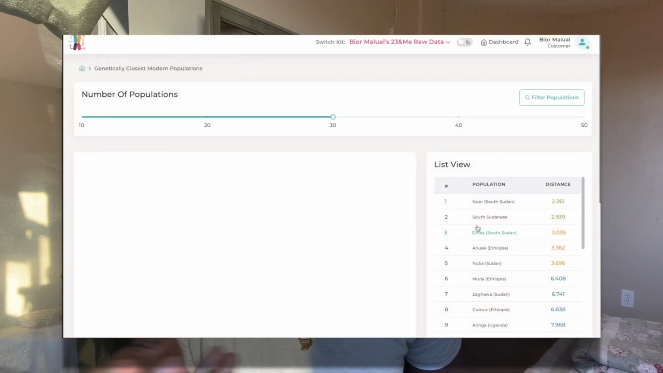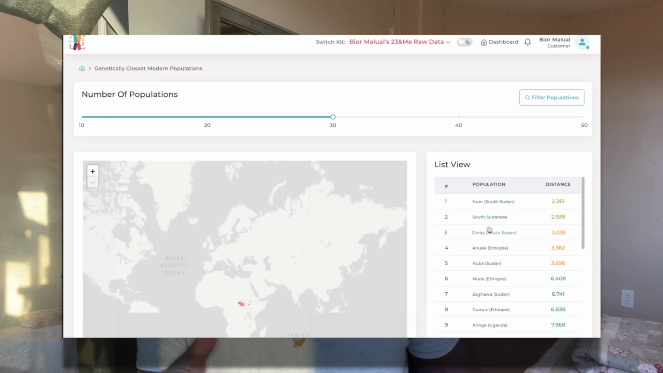Then genetically closest modern populations. This is a nice one because they have modern DNA of my ethnic group and other East African ethnic groups, so I can see who I'm most related to. And the interesting thing, I'm Dinka, but I'm actually more closely related to the Nuer sample. That's because the Dinkas that they tested were not pure Dinka.